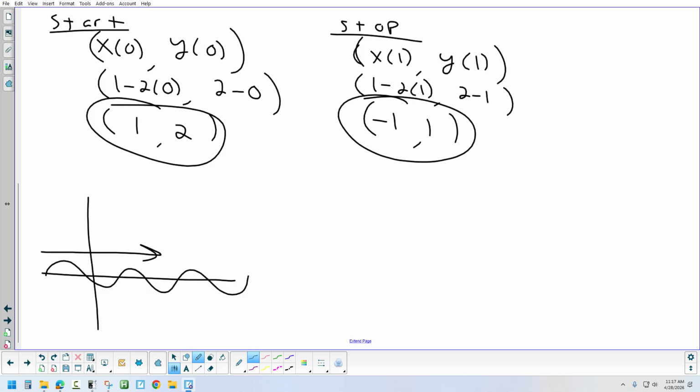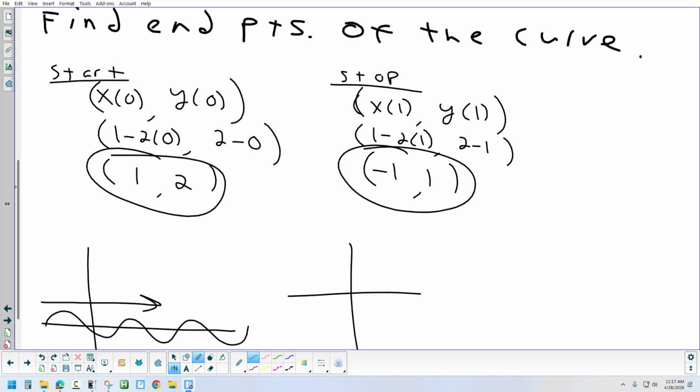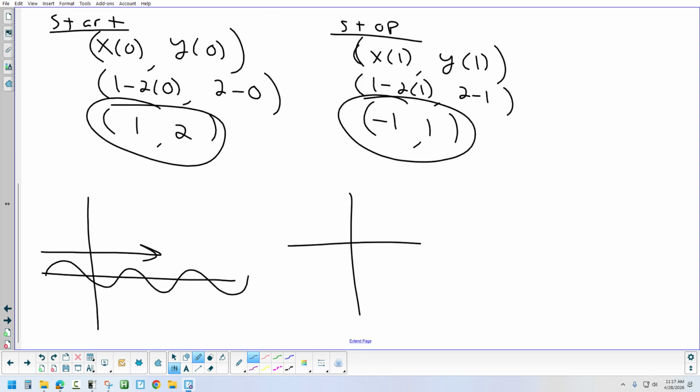Left to right. Think about these 2 points. We're starting at the point 1, 2. There's 1, 2. And we're stopping at the point -1, 1, somewhere over there. What direction are we traveling in if we go from 1, 2 to -1, 1? We're traveling to the left. We're drawing from right to left.